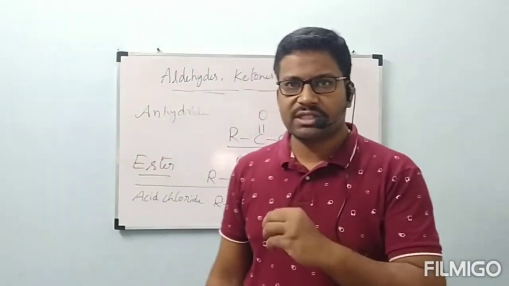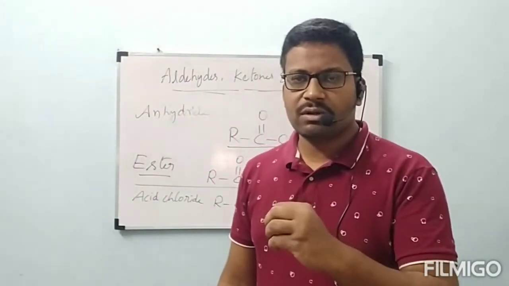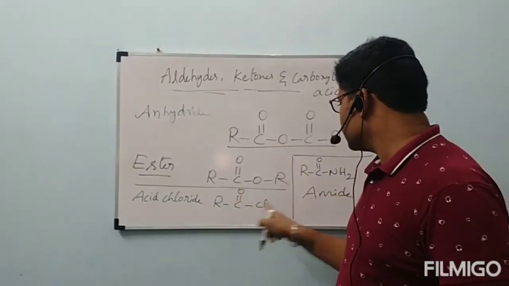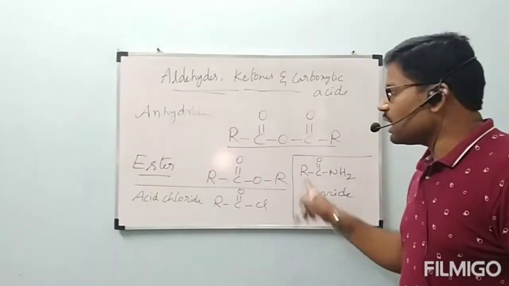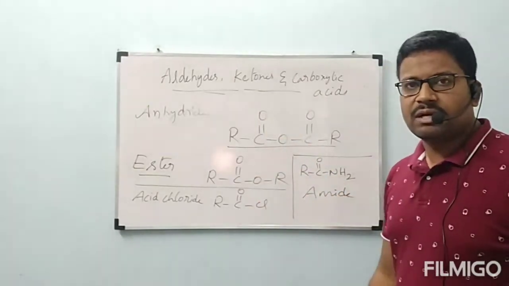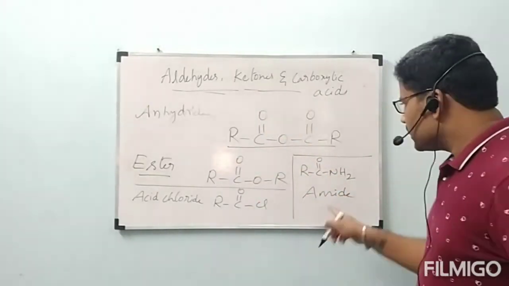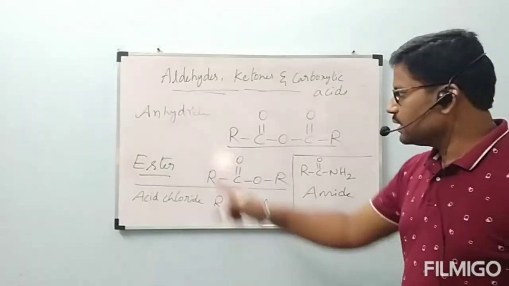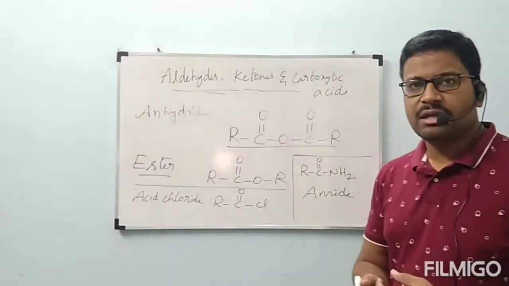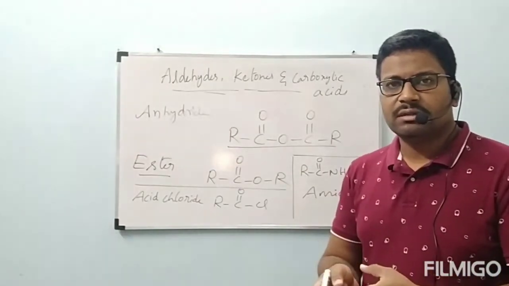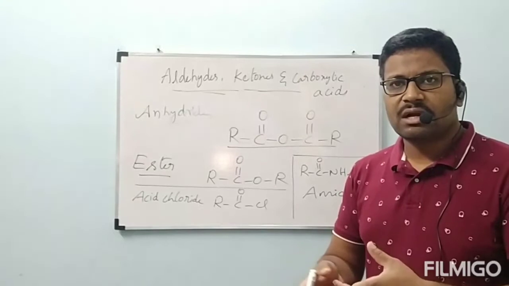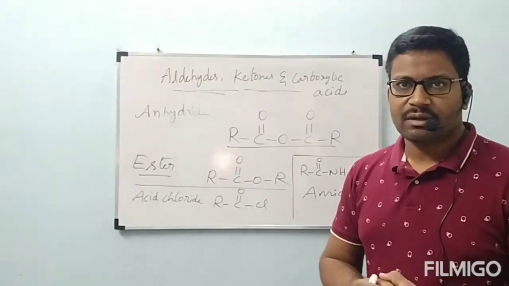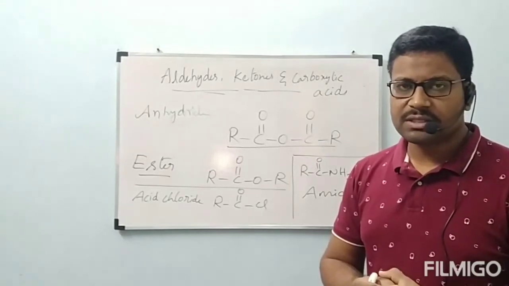So the compounds which contain C double bond O bonded to oxygen, except amide, remaining all the compounds are bonded with C double bond O only. But even amide is also treated as derivative of acid. Okay, now the compounds which contain C double bond O bonded to oxygen are called carboxylic acids or derivatives of carboxylic acids.